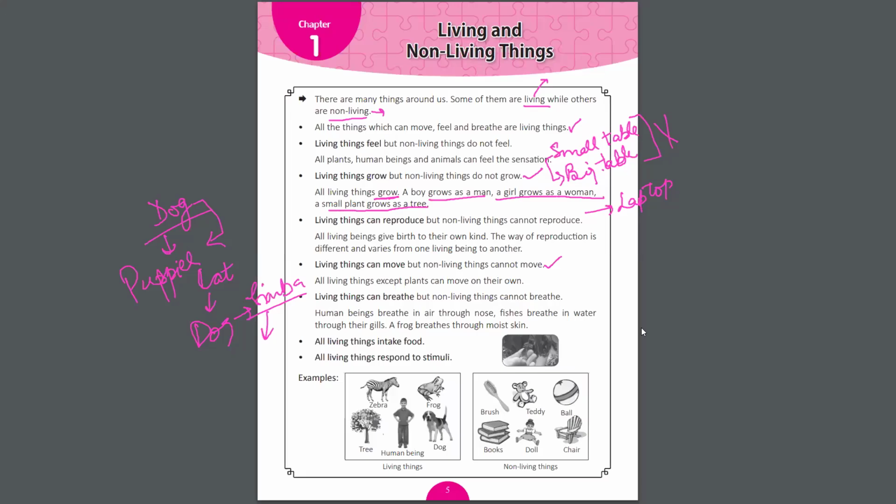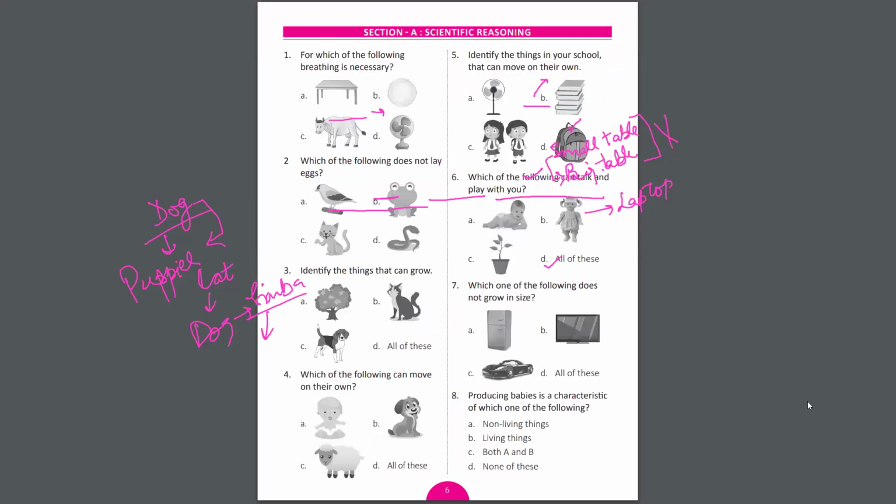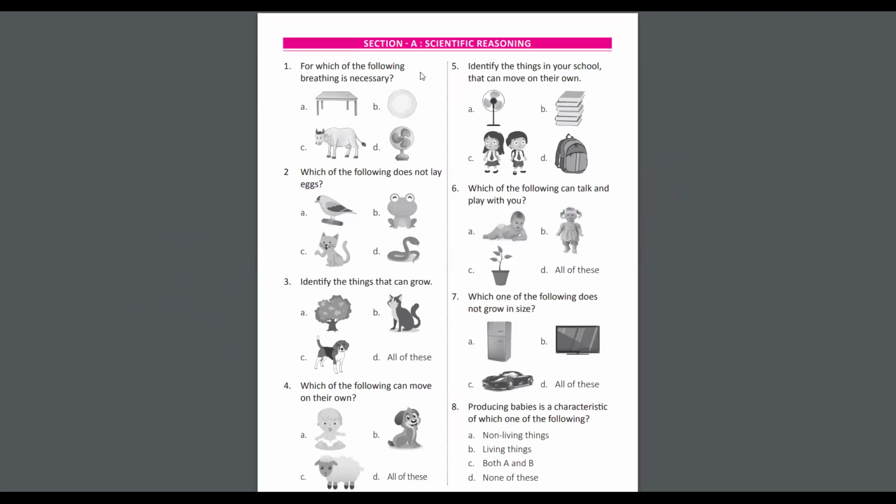So we have discussed living things and non-living things, and let's move ahead to the questions. All the questions are related to this chapter of living and non-living things only. The first section is scientific reasoning, where we have to look at the question first. The first question is, for which of the following is breathing necessary? Breathing means you are taking in oxygen and taking out carbon dioxide. This is the process of breathing.